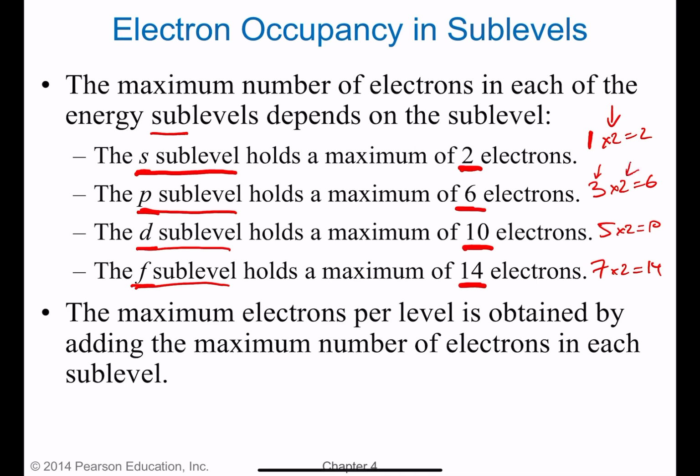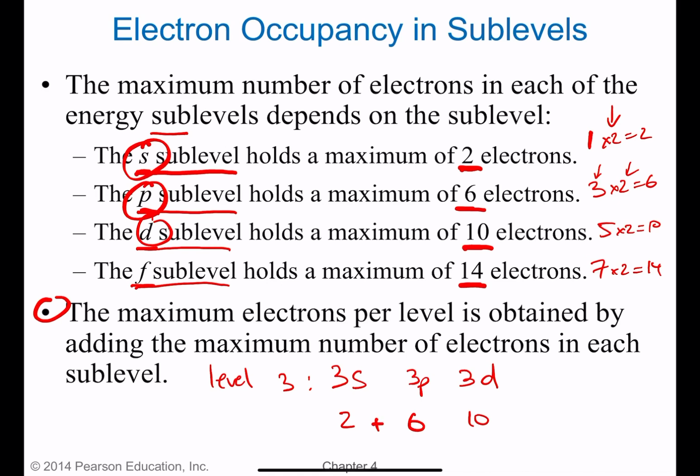So what we mean by that, let's take level 3, for example. Level 3, we just said it has an S, a P, and a D. So 3S, 3P, and 3D. Any S sublevel can hold 2, any P sublevel can hold 6, and then D sublevels can hold 10. So the maximum number, we're just going to add those together. That means we can have 18 electrons total on level 3.